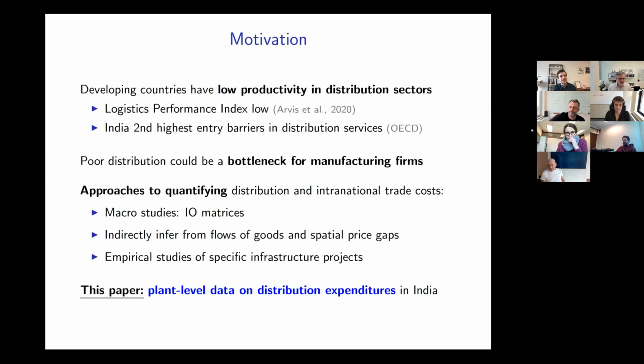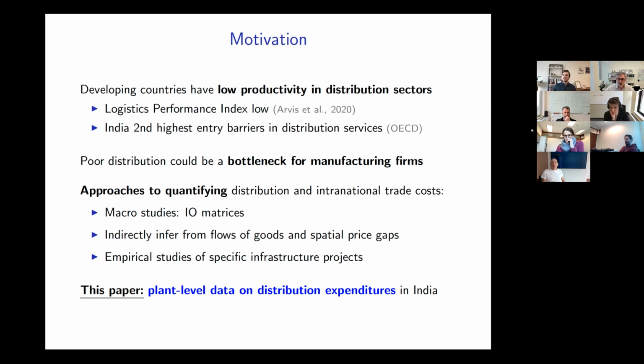So our starting point is that developing countries have particularly low productivity in many distribution sectors of the economy, and there's a lot of different ways to measure this. One, for example, is the World Bank's Logistics Performance Index, which is particularly low for low-income countries relative to more advanced economies. At the same time as having these low productivity measures, they also tend to have a lot of high regulatory barriers. So India, for example, which is the country we'll be talking about today, has the second highest entry barriers in distribution services among countries covered by the OECD.